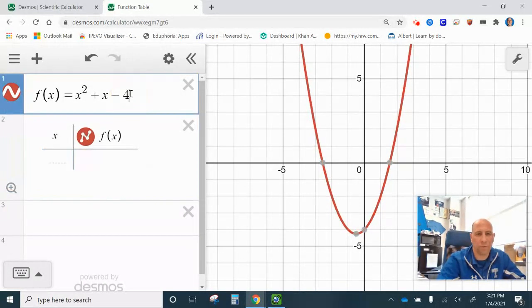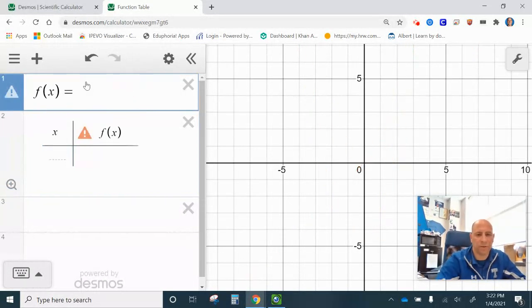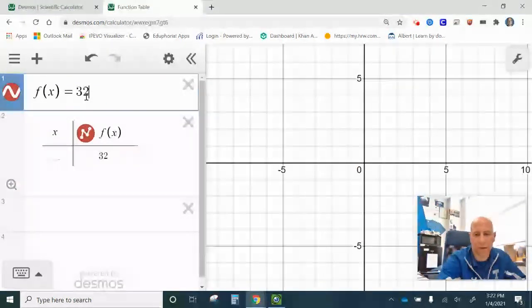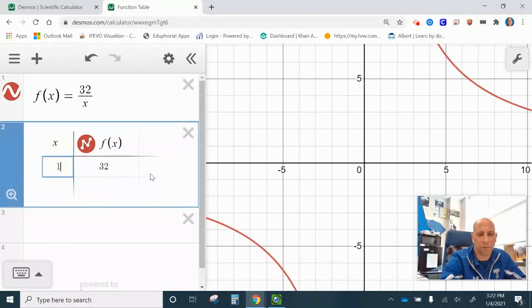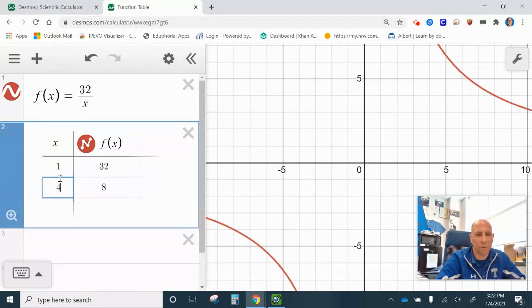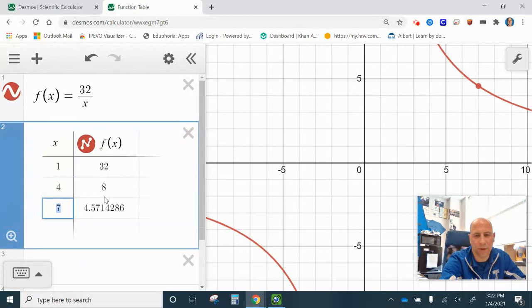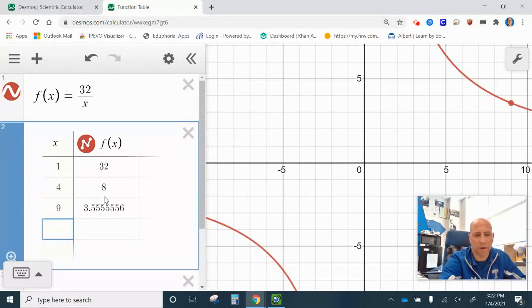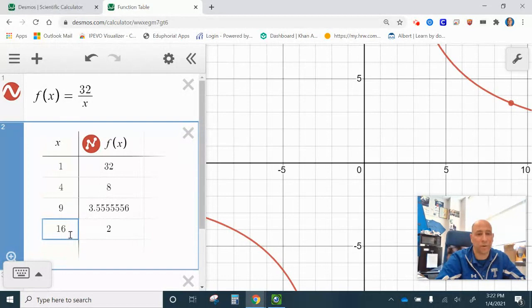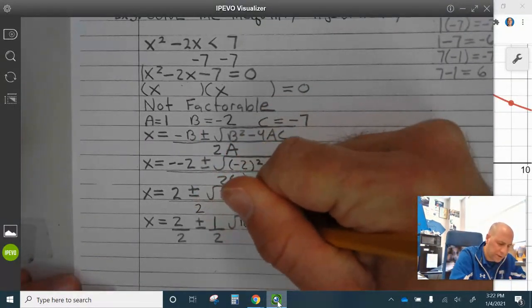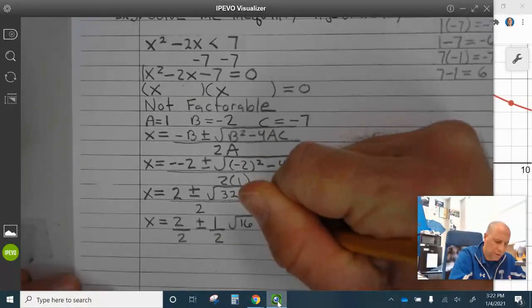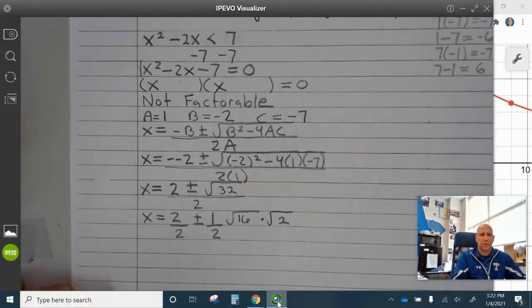All right, and then we want to find all the perfect squares that divide into 32. So we're going to do 32 divided by x. All right, now we know 1 is a perfect square, but that doesn't help us, so let's go to 4. 4 works, okay? But let's see if there's another perfect square. 9, it doesn't work. 16, ooh, 16 works the best. 16 and 2, that's as simplified as it's going to be. So we can write this as the square root of 16 times the square root of 2.